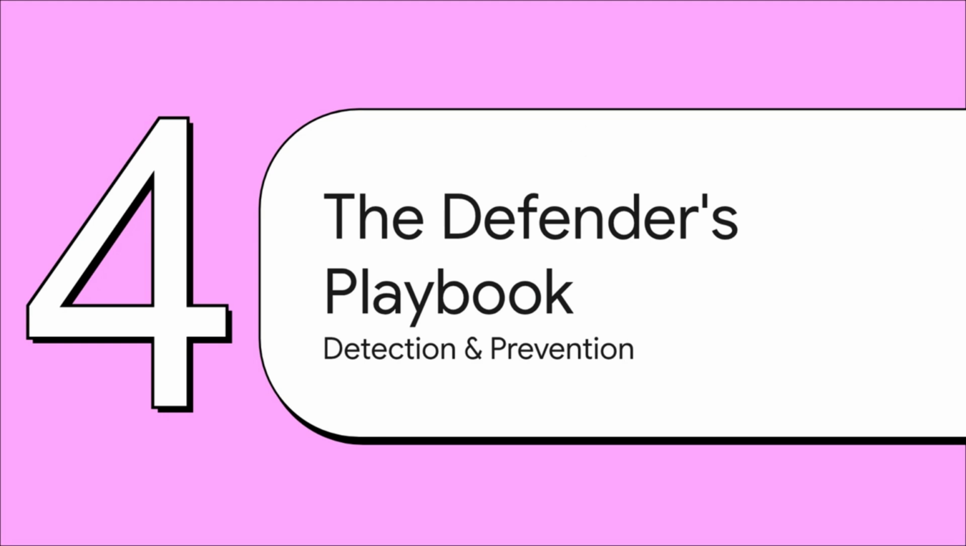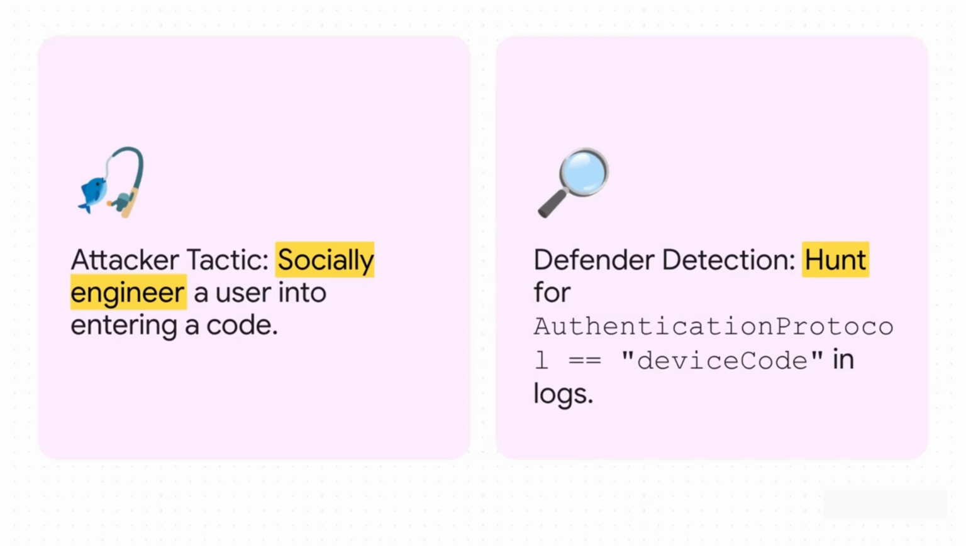Okay, that was a lot of bad news, but here's the good news. We can absolutely fight back. So let's switch hats and look at this from the defender's side of the table. There are very clear, very actionable things we can do to find and stop this attack. Look, every attack leaves breadcrumbs. The attacker is relying on social engineering, but their method leaves a very specific technical trace in the sign-in logs. So, as defenders, we can actively hunt for any authentication that uses the device code protocol.